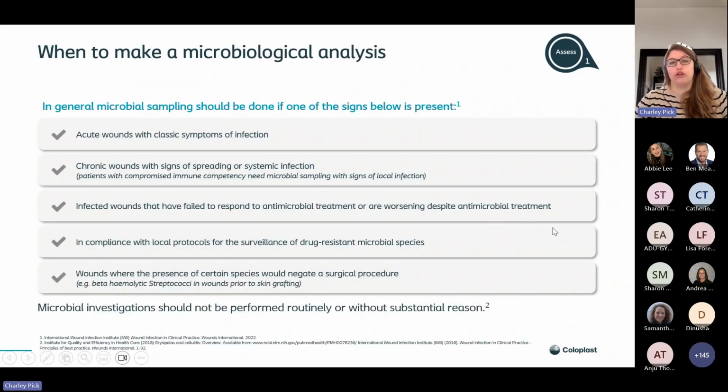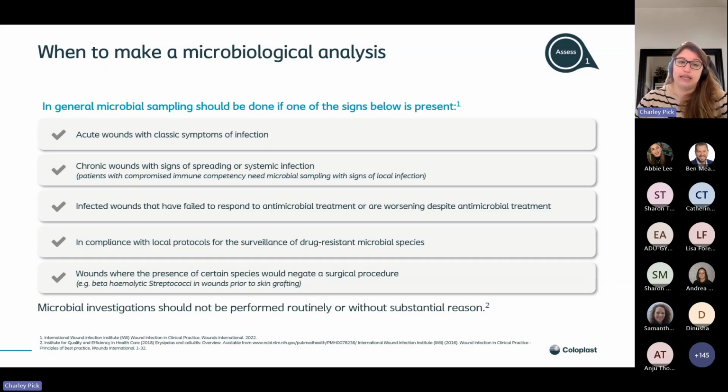So when do you make a microbiological analysis? So when do you swab your wounds? Any acute wound with classic symptoms of infection, chronic wounds with signs of spreading or systemic infection, infected wounds that have failed to respond to antimicrobial treatment or are worsening despite antimicrobial treatment, in compliance with your local protocols, and wounds where the presence of certain species would negate a surgical procedure.